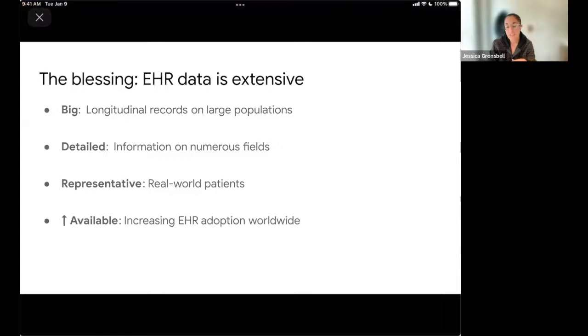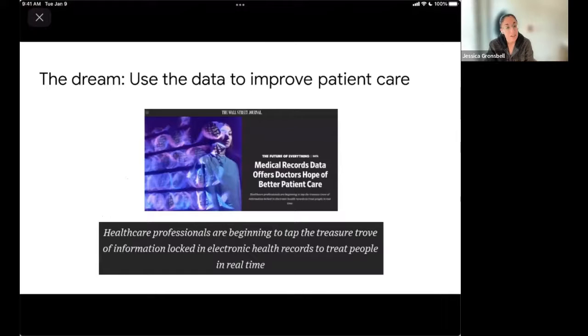And over the years, EHRs have been adopted worldwide, so there's tons and tons of electronic health record data. And ultimately, the goal here is to use this data to improve patient care, to help better treat patients, like what I described to you. Why work in healthcare? Why would you go into this space?